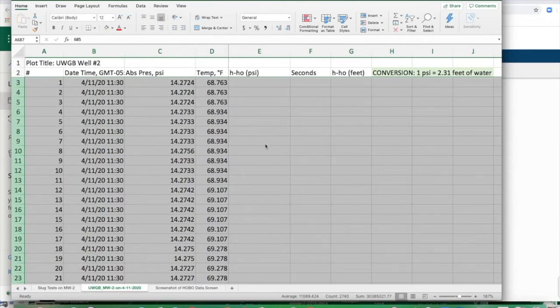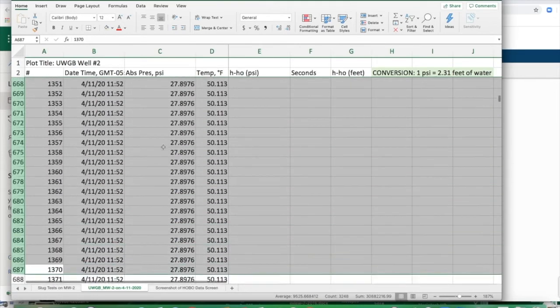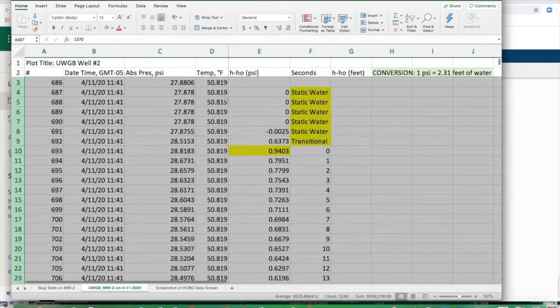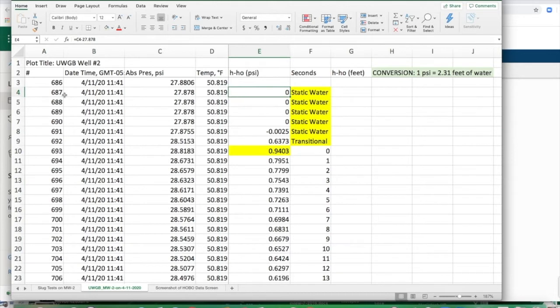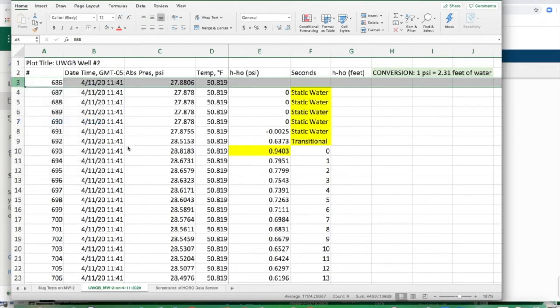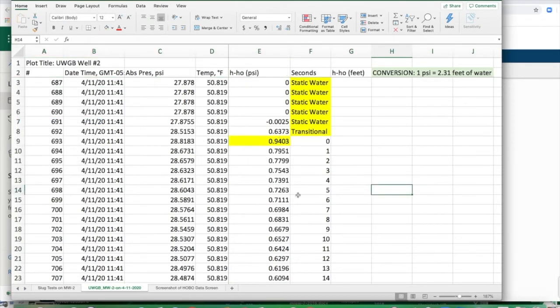What I've done now is I've highlighted all of the data that represent the point in time from the start of the data logging to right before the slug test. We don't need those. So to make it easier to manipulate the data, we can just delete those rows. What this does is it brings us all the way up to our 11:41 start time, where we have some static water levels. I could probably delete this one too. Then we have the data that we care about right at the top.